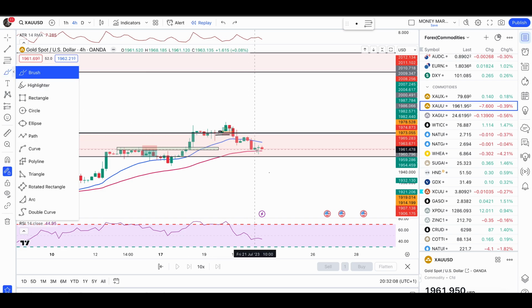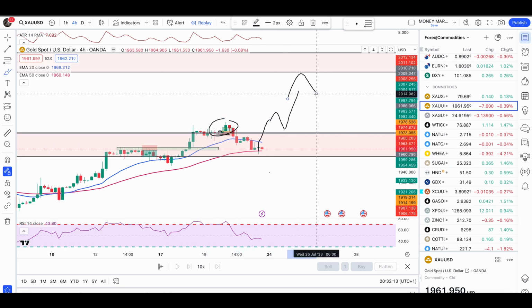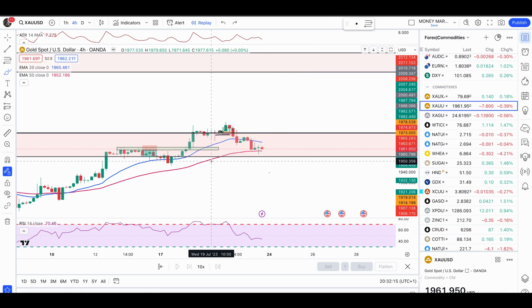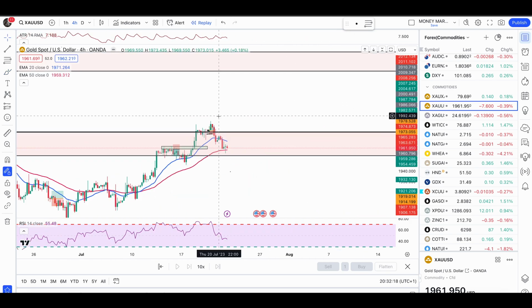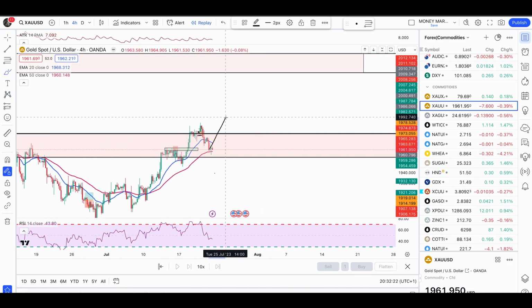Once the price breaks above this previous high, we can get a possible pullback and price will continue to push up in a trend, and this level will become a level of support that was previously a resistance. So keep an eye here. I only look for buy conditions for gold.